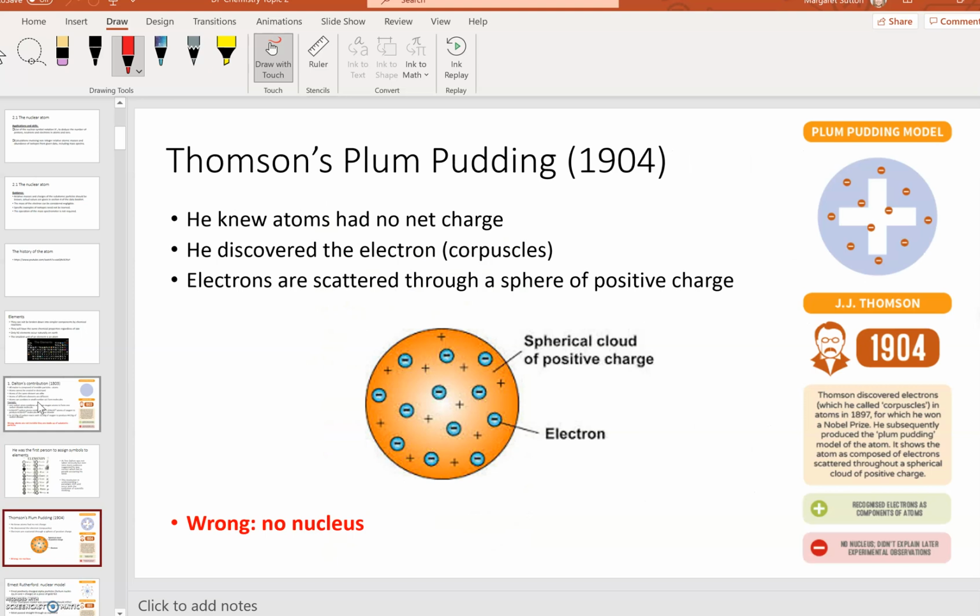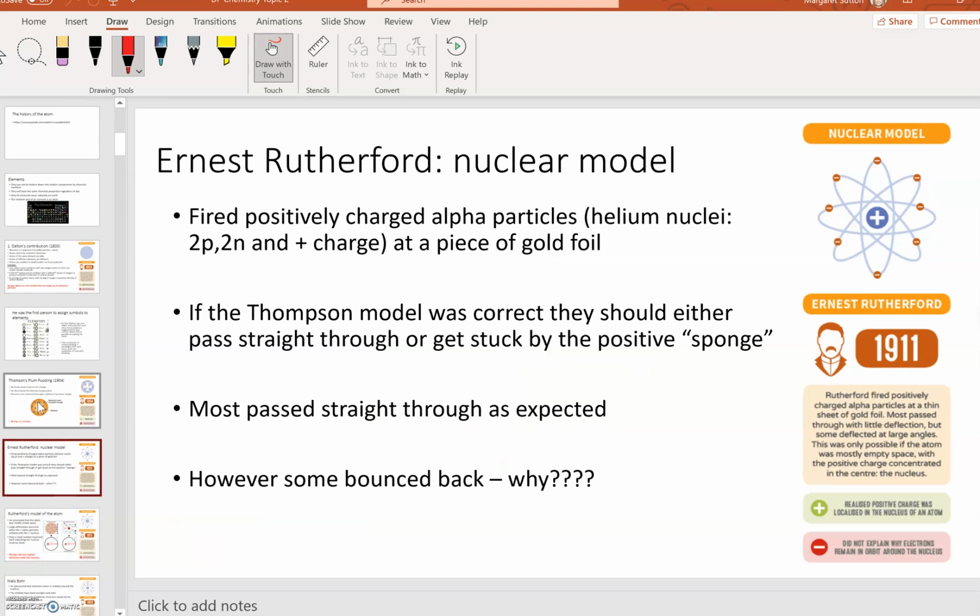Then there was Thomson's plum pudding model, which was kind of good. It had some great ideas. He worked out that there were electrons, and that there were positive charges. However, he thought that the electrons were scattered through it, and the same with the positive charges, so he didn't understand that there was a nucleus.